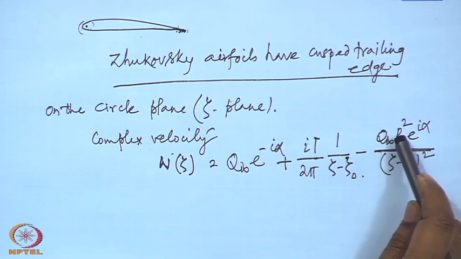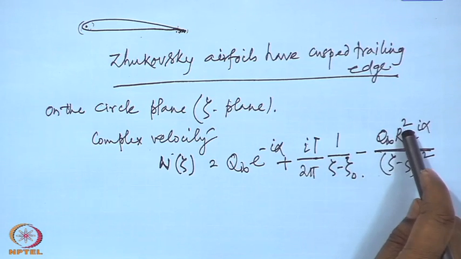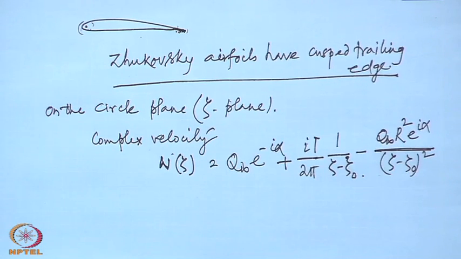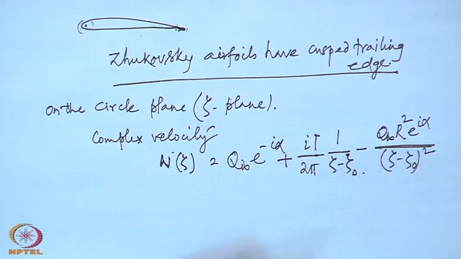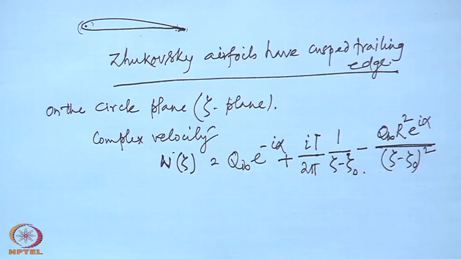So, we have used q infinity r square, and the 2 pi in the numerator and denominator got cancelled. Here also there was a 2 pi if you look back at the formula, and e to the power i alpha has come because this doublet axis is along the x axis. But we have considered a flow making an alpha angle direction, so there will be another alpha rotation for that. So this is the complex velocity on the circle plane.